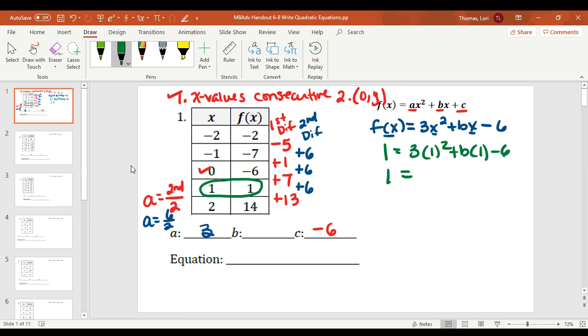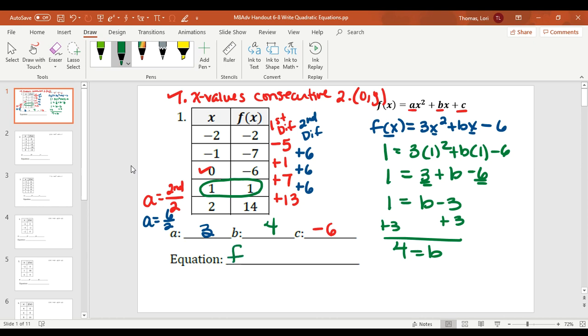So we're going to plug in 1 for my x and 1 for my f of x. We're going to simplify this side of the equation. We're going to do order of operations. So we're going to square 1 and multiply by 3. We're going to multiply b times 1 and get 1b. And then we have -6. Now we're going to combine like terms and solve for b. At any point you need to pause the video, please do so. So our b value is 4. And now we can put it all together and write our quadratic equation. 3x squared plus 4x minus 6.